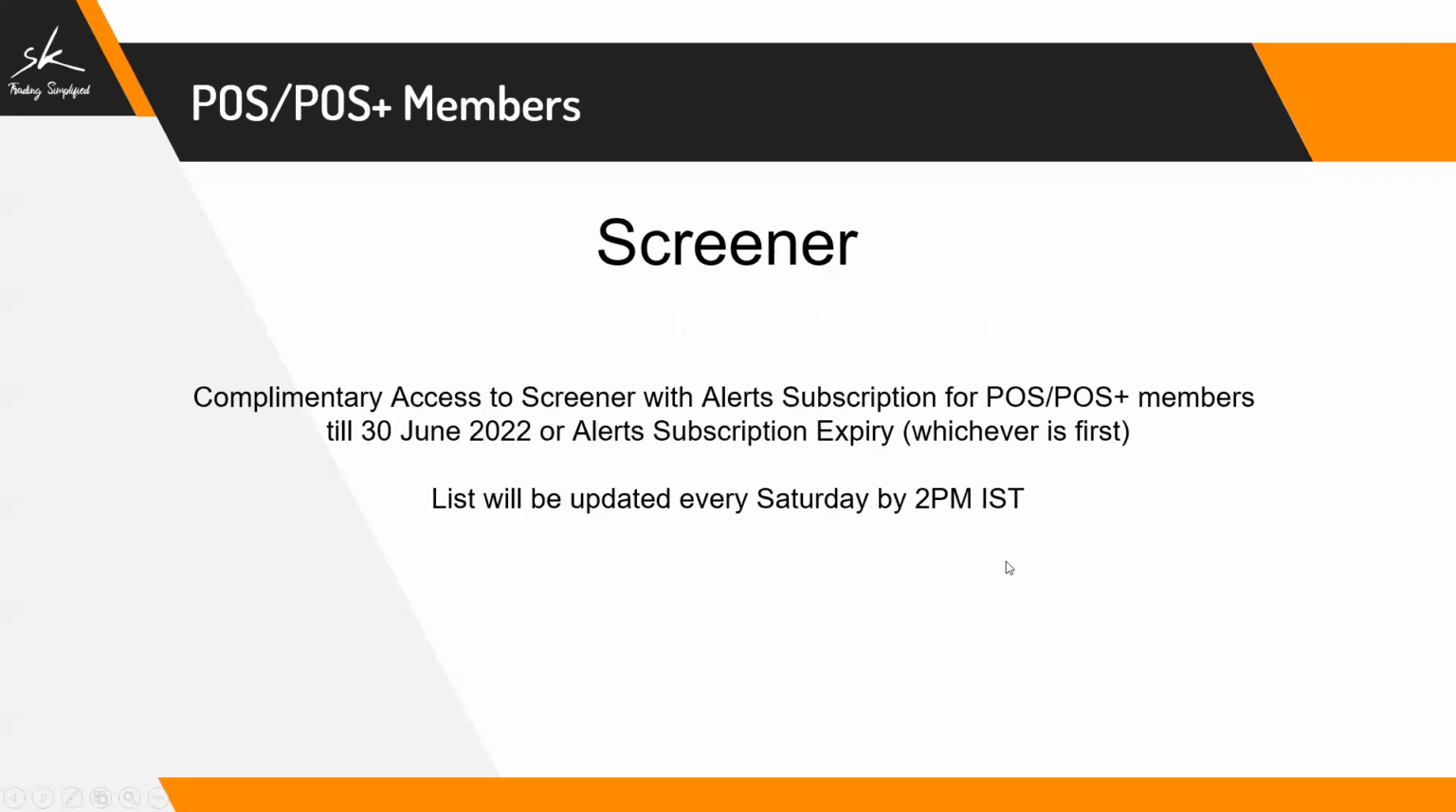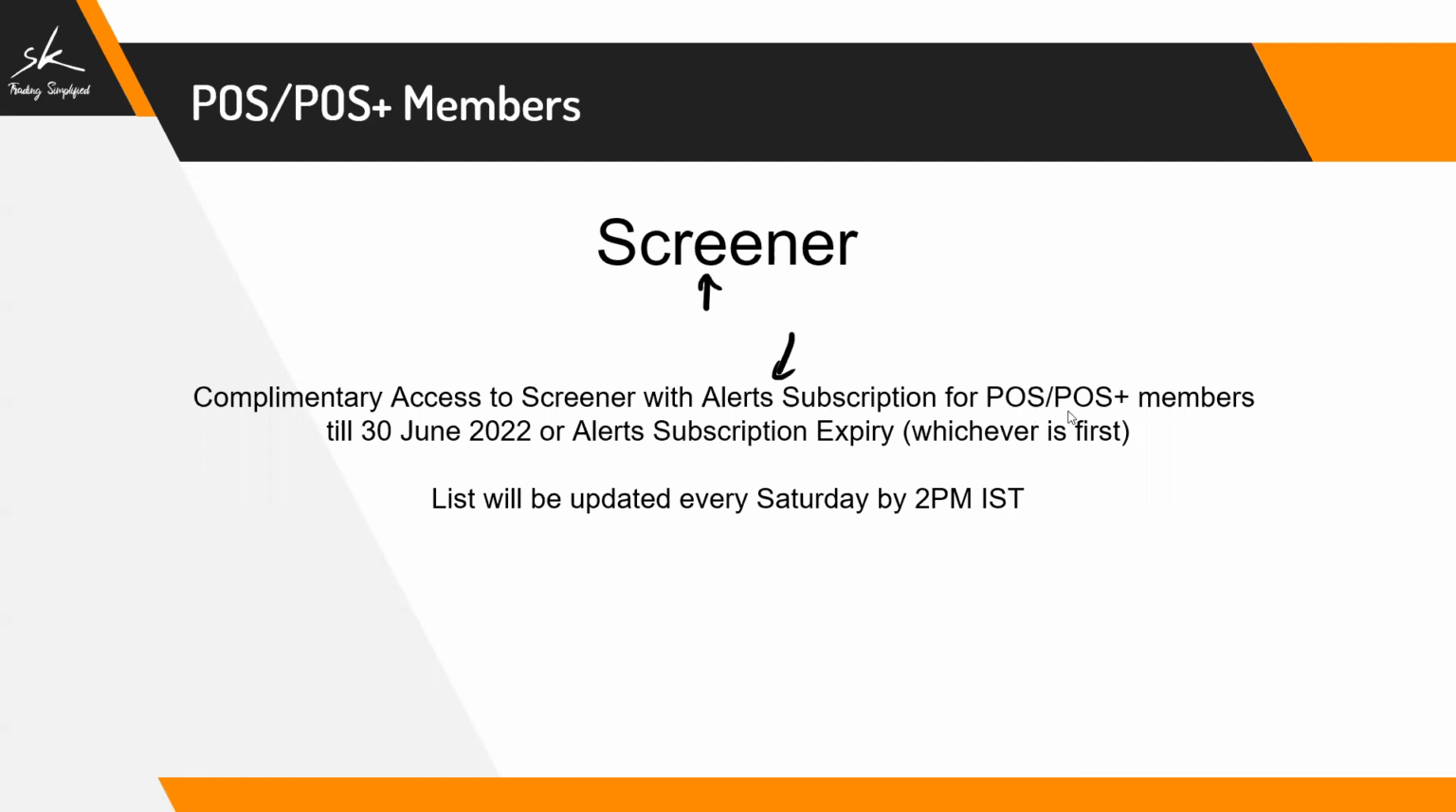Now, next, like I was talking about the access. Like I already said, as a POS or POS Plus member, you get complimentary access to the Screener with the alert subscription. So if you're not subscribed for alerts, you don't have access to the alerts, and you don't have access to the demand and supply zone indicator. Similarly, you don't have access to the Screener. But if you're already using alerts, then with alerts by default, you get access to the demand supply zone indicator, and you also get access to the screener.